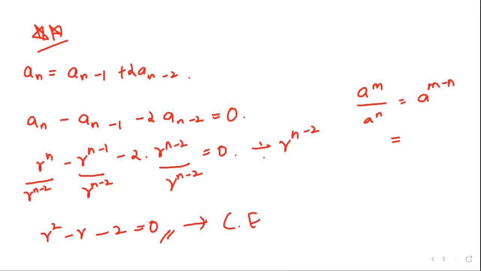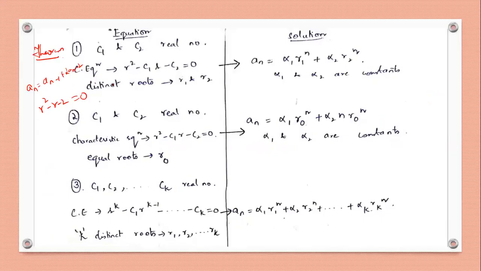Now, once you get the characteristic equation, depending upon the roots, we will be choosing our theorems. If the roots are distinct, what does distinct mean? We have two different roots, r1 and r2. Then our general solution will be given as a_n is equal to alpha 1 into r1 power n plus alpha 2 into r2 power n, where alpha 1 and alpha 2 are constants. And if you have initial conditions, then you can even find the values of alpha 1 and alpha 2 by using the substitution and equation methods that you have already studied.